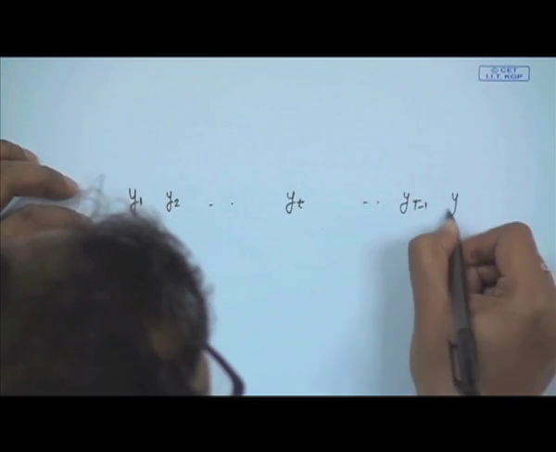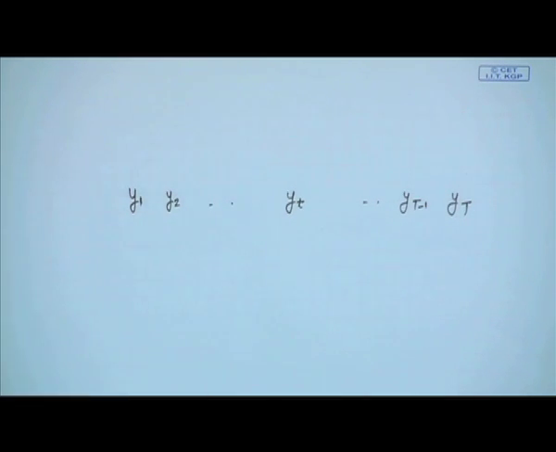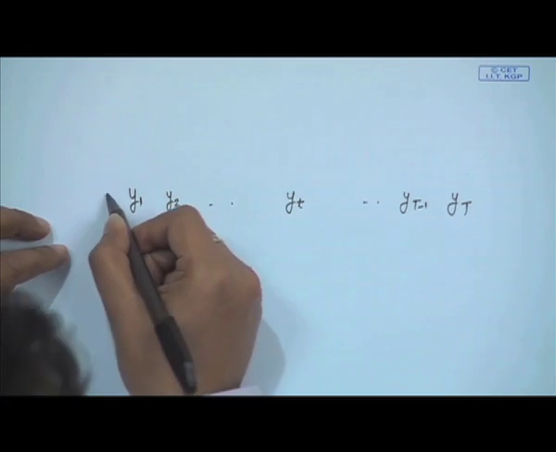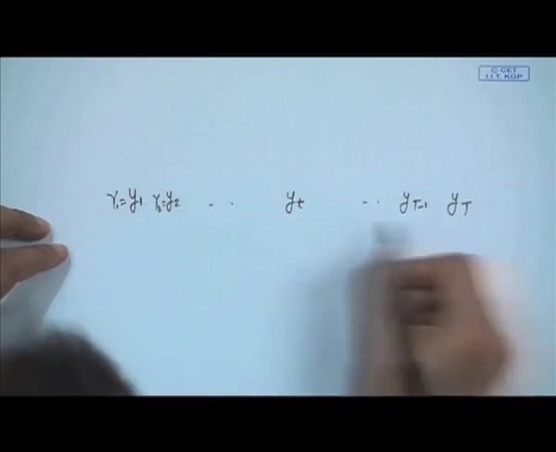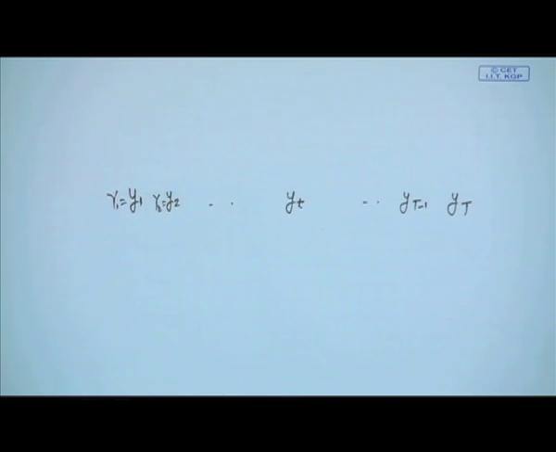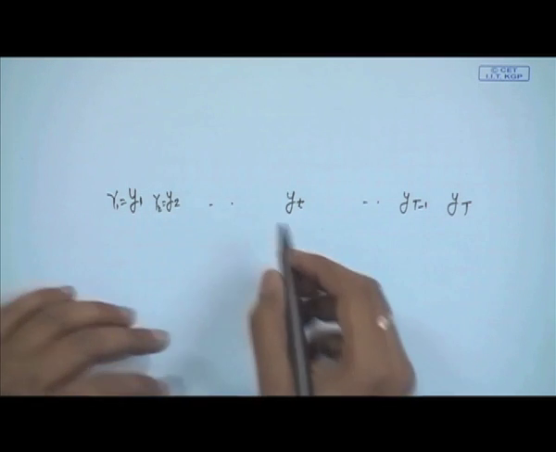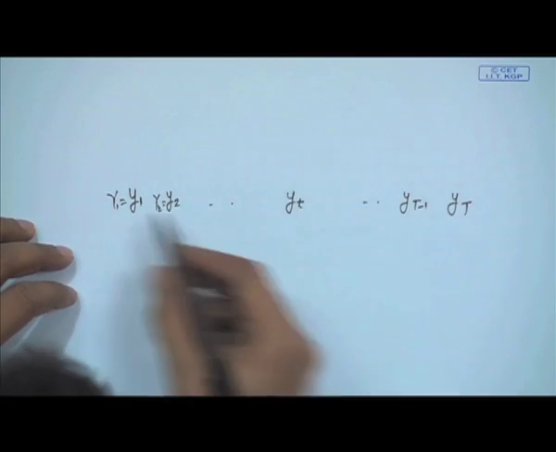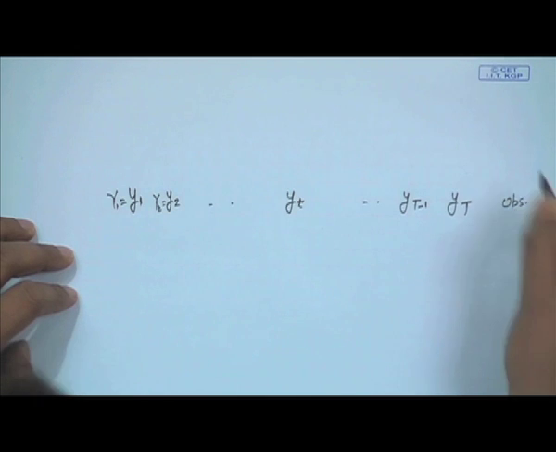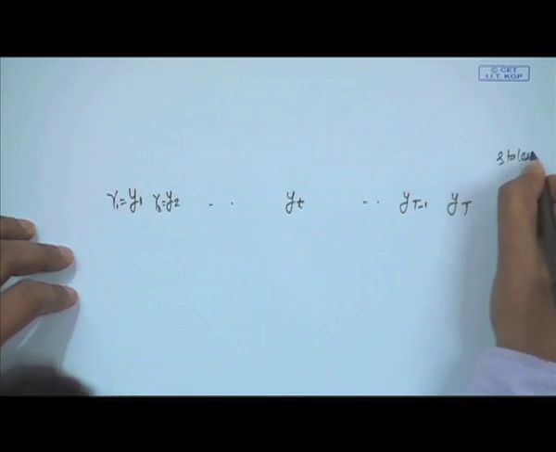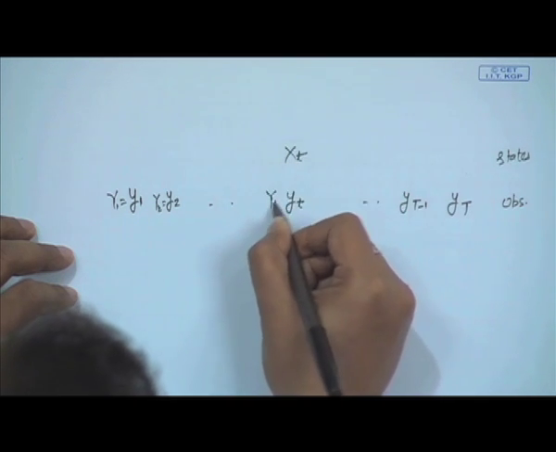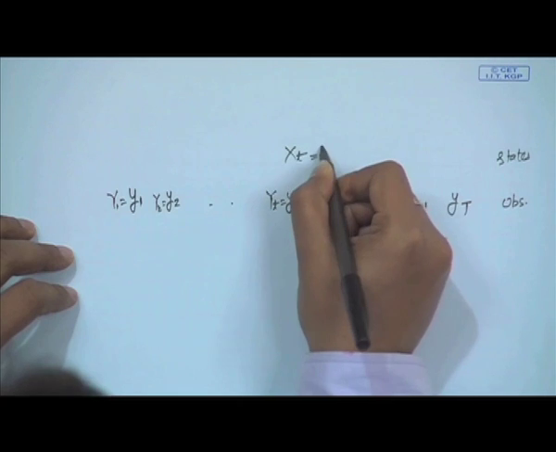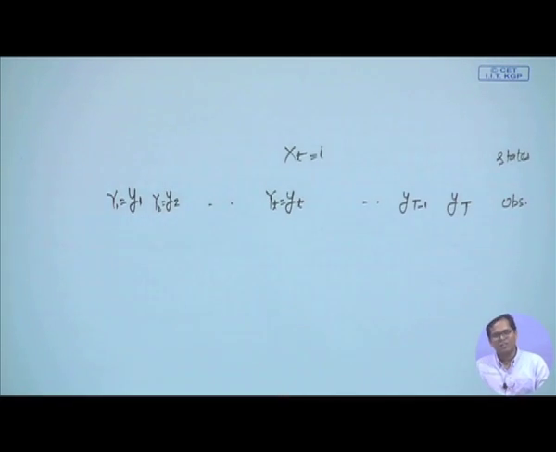yt minus 1, yt. This is my observation. You can say this is capital Y1 is equal to small y1, first observation, capital Y2 is equal to small y2, and so on. And correspondingly, there are states. So, this is my observation, and then there are states. There will be some state xt, this is yt observation, this is my state xt is equal to i. It can be any of the possible states xt.